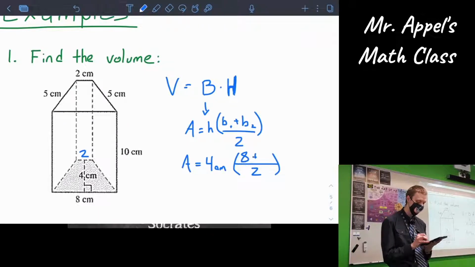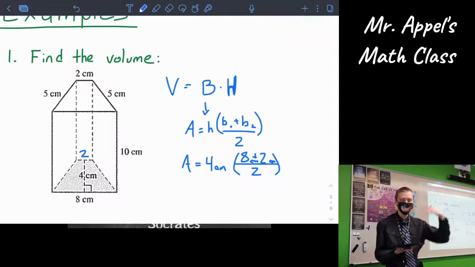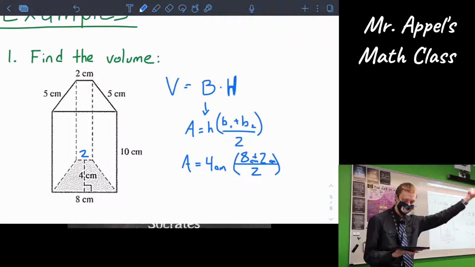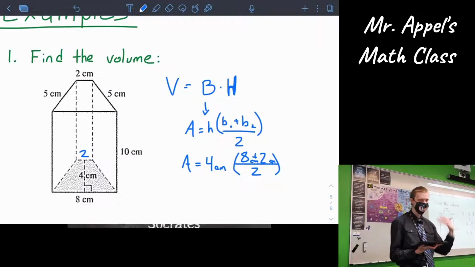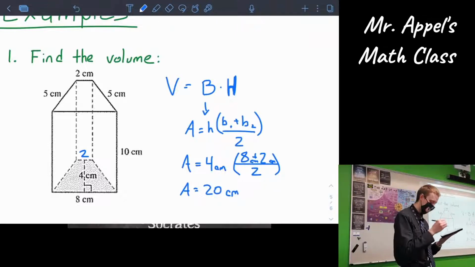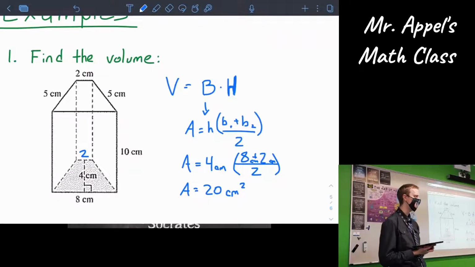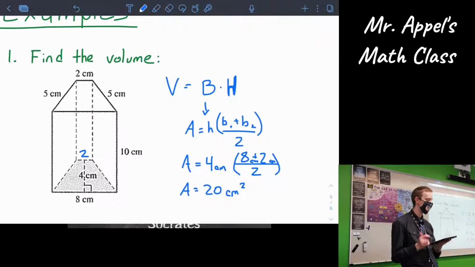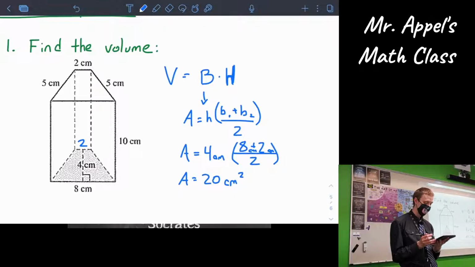So it's 8 plus 2. Eight plus 2 makes, everybody? 10. Divided by 2 is? 5. 5 times 4 is? 20. So the area of the trapezoid is 20 centimeters squared. We're almost done. Now we've got that. I called it A, but it's the area of my base, so it's really our capital B there.